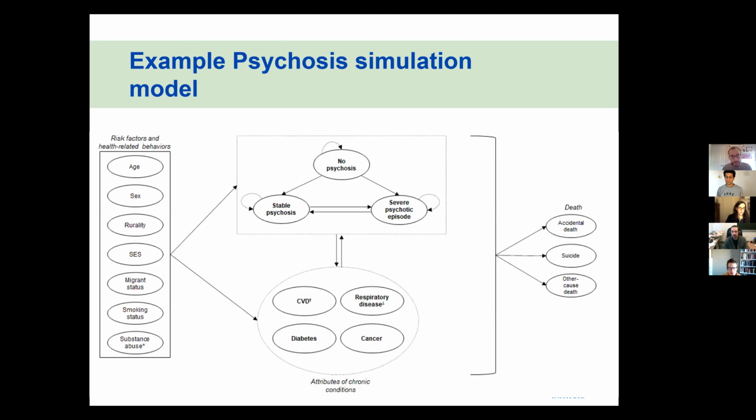So that's an example of such a model that we're building now. That's in psychosis. You have individuals that can start without psychosis, and then they can have psychosis. They can be stable, or they can have episodes of severe psychotic episodes. These individuals will have their own characteristics and risk factors. And while they are in that psychosis state, they can have cardiovascular events, diabetes, cancer, respiratory diseases, chronic conditions that can also affect the risk of either another episode or the risk of death. So that is an example of a schematic of a model like that.